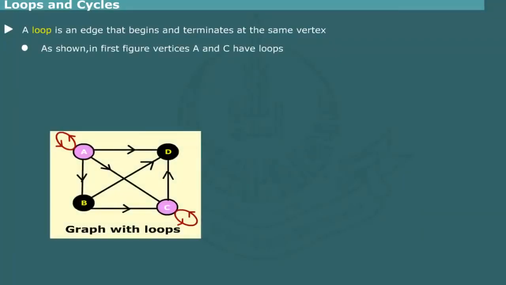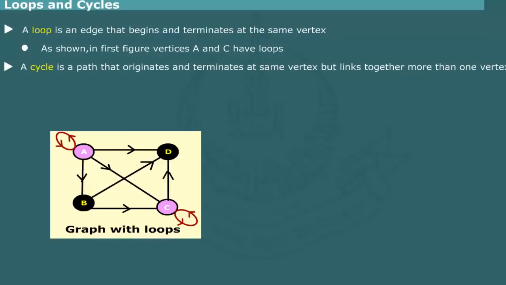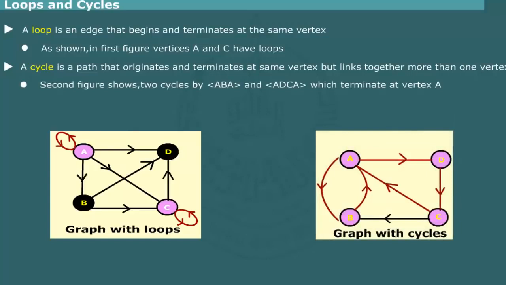Loops and cycles. Two special paths termed loop and cycle are important in graph applications. A loop is an edge that begins and terminates at the same vertex. Figure shows an example in which vertices A and C have loops. A cycle is a path that originates and terminates at the same vertex, but unlike a loop, a cycle includes more than one vertex. Figure shows a graph with a cycle represented by the path ADCA. Another cycle is ABA.